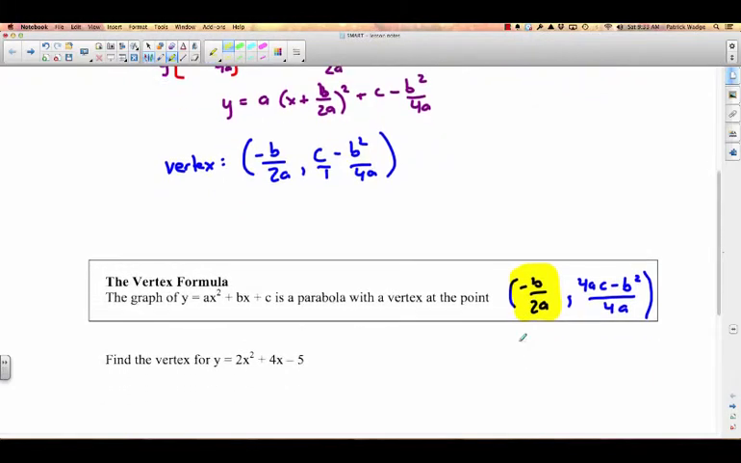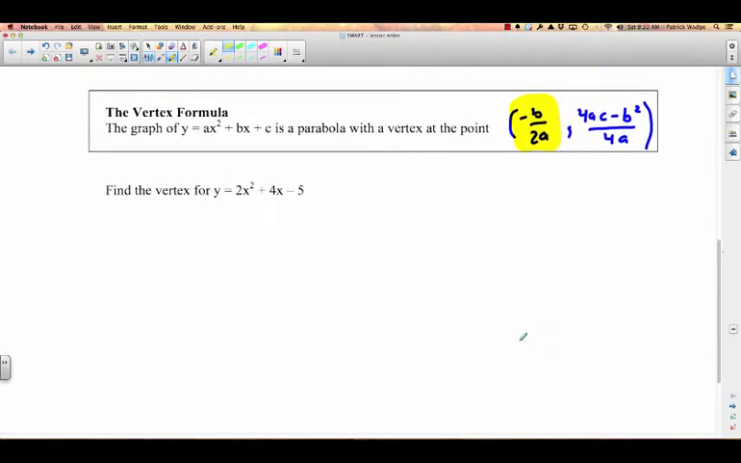So let's show you why this is so useful. It says, find the vertex for y equals 2x squared plus 4x minus 5. This is not in standard form. I can't tell the vertex right away. So I could complete the square, but that takes a lot of time. But what I could now do is find the x value of the vertex. So I'm going to write down x value of vertex. You don't need to write this down, but just so you're clear what I'm talking about, that's what I'm finding right now. The x value of the vertex equals negative b over 2a.